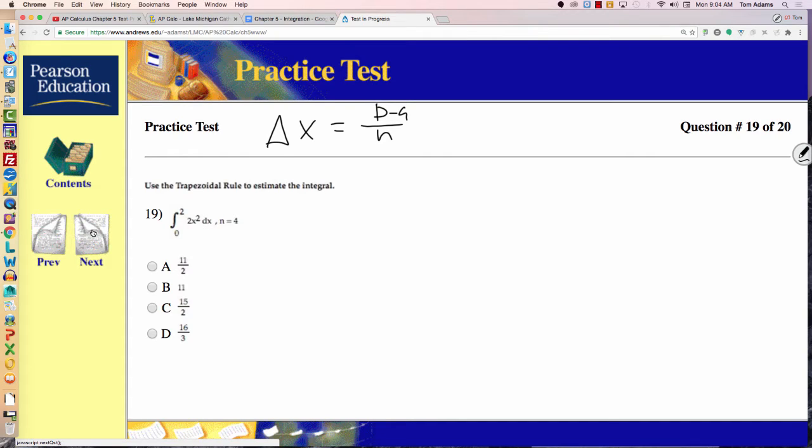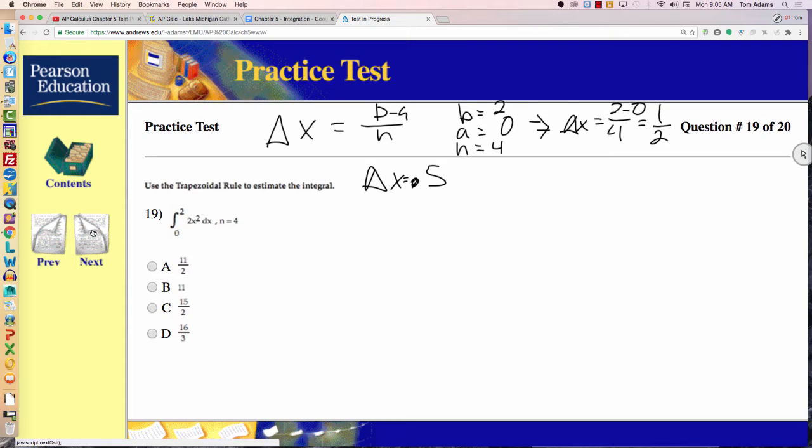And so we're given that b is equal to 2, a is equal to 0, and n is equal to 4. So then delta x is going to be 2 minus 0 all over 4, which is 1/2 or 0.5, right? 2 over 4. Does that seem right? Yeah, it's 1/2. So delta x is equal to 0.5. And we'll use that in a second here.